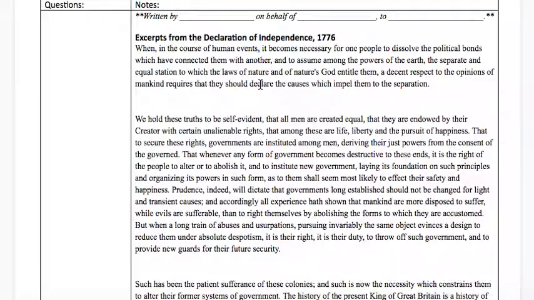That is to say, the causes which impel them to the separation. So let's do a squiggly line underneath "impel them to the separation," and let's put "why we broke up." Because if we're being serious about this, this is the GOAT breakup letter, the greatest breakup letter of all time.